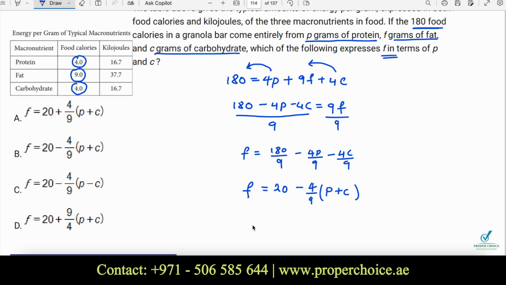Which one is it going to be? That is 20 minus 4 by 9 times (P plus C), which makes sense with option B. This is about setting up an equation and rearranging. So B is the right choice here.